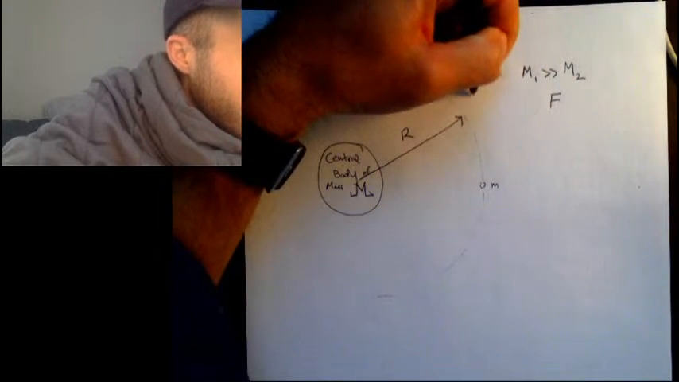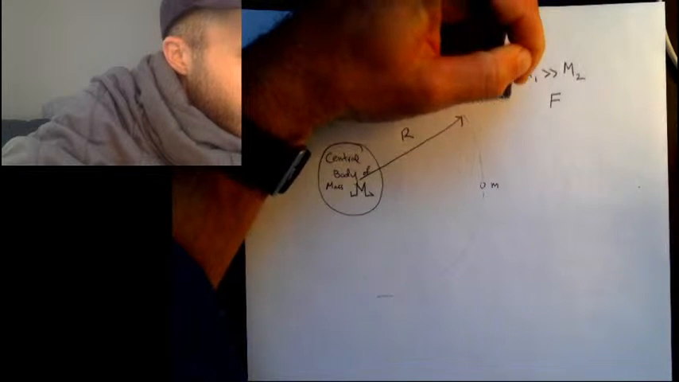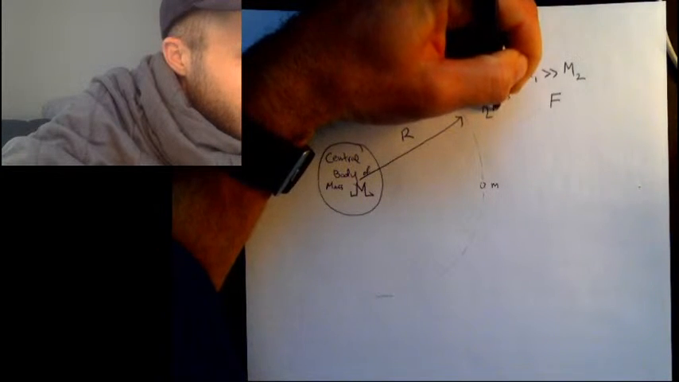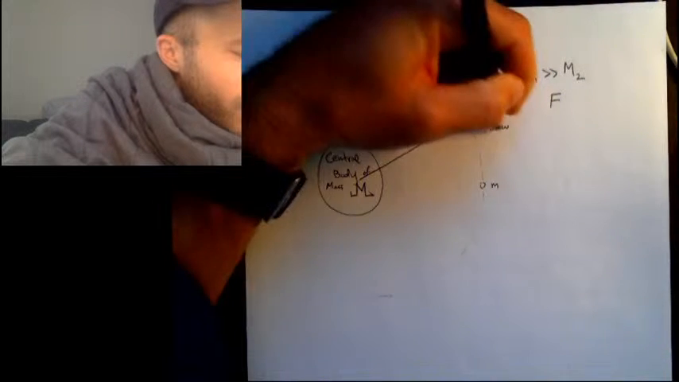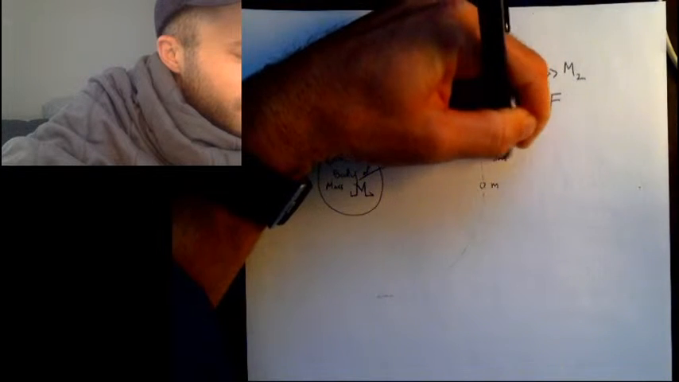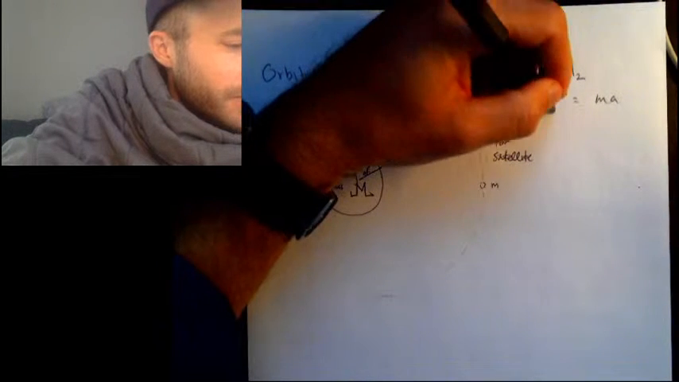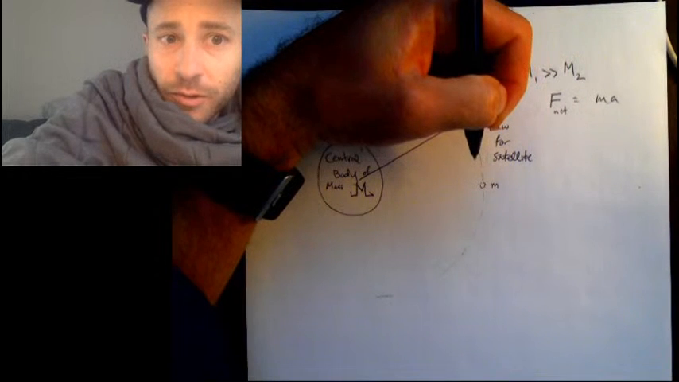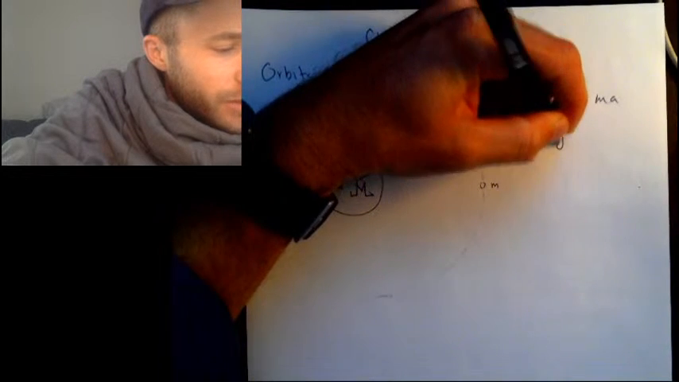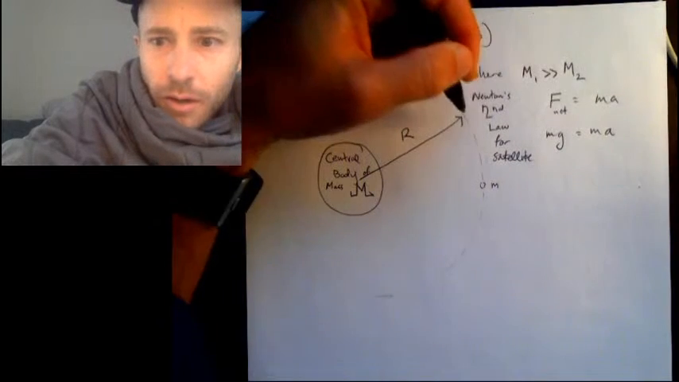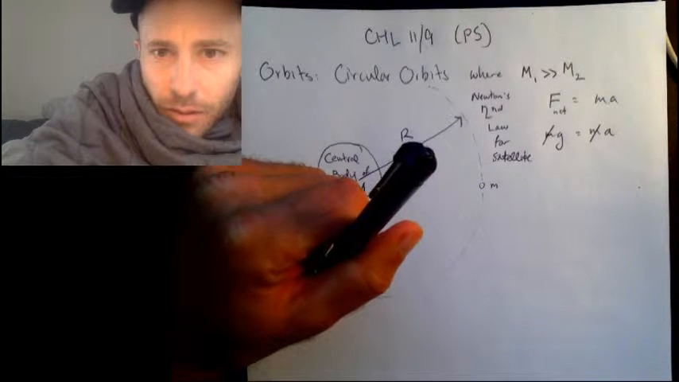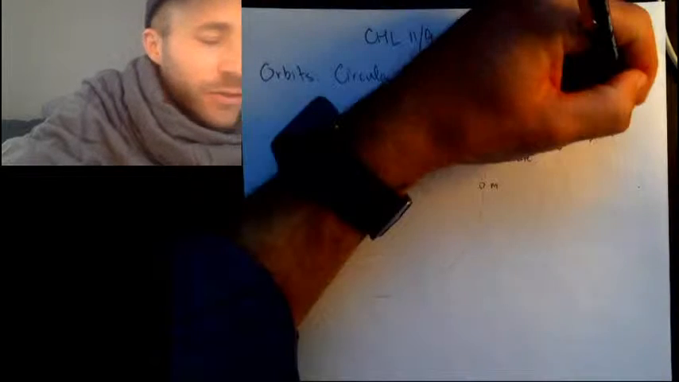So now we're going to use Newton's second law for the satellite. Okay? So we have net force equals ma. The net force is the gravitational force, which is m times g. All right? Now, we can see that the mass of the satellite cancels out. That's an important point. The mass of the satellite cancels out.